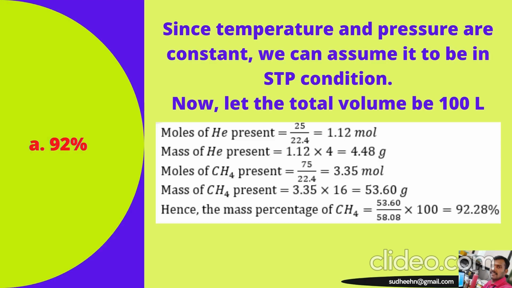It has given 75 divided by 22.4, that is equal to 3.35 mole, and the mass of CH4 present, we have to multiply by molecular mass. So 3.35 moles into 16, the value will be 53.60 gram. Hence the mass percentage of methane, that is CH4, is equal to 53.60 divided by 58.08 into 100. By simplifying that, we get the value 92.28%, but in the options it is given as 92%. So the option is option A, that is 92%.